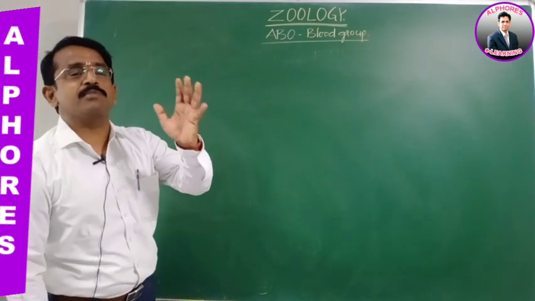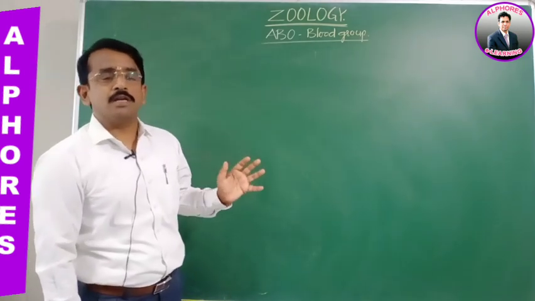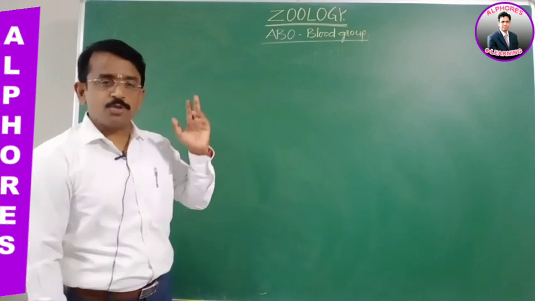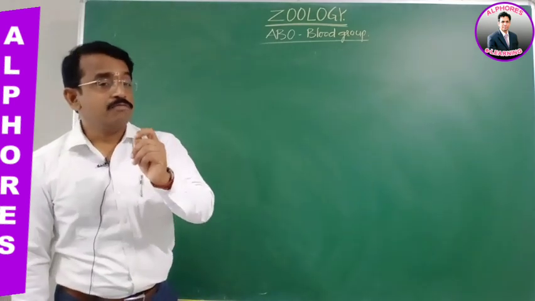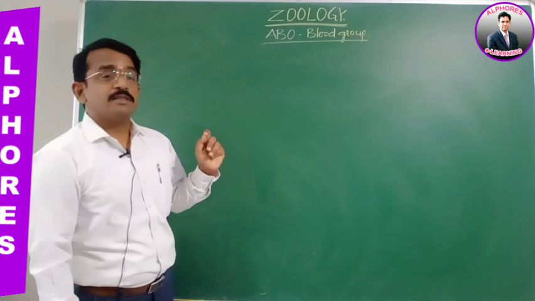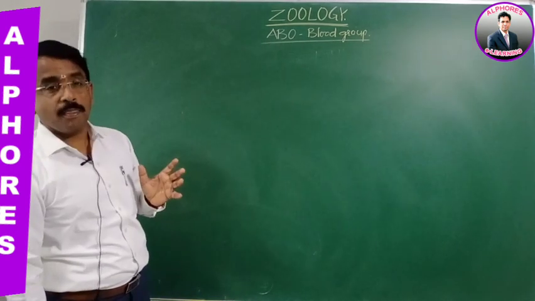Similar antigen and antibody result in clumping, that is agglutination. Similar antigen and similar antibody will clump, and clumping means clotting, which is agglutination. That is due to genetic incompatibility.